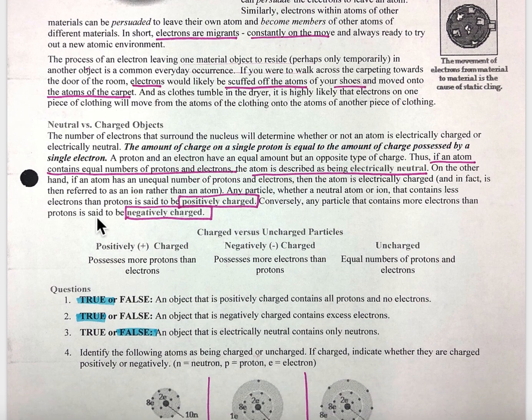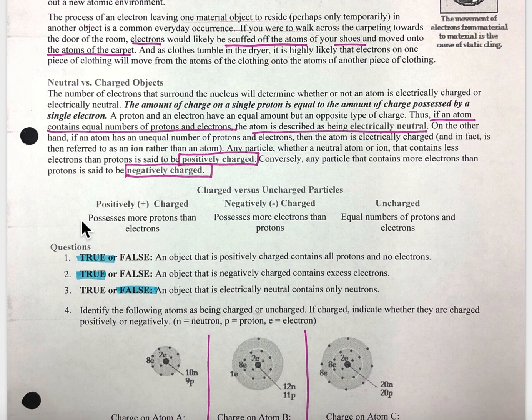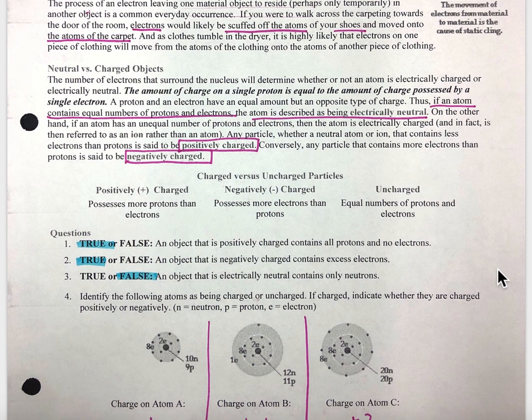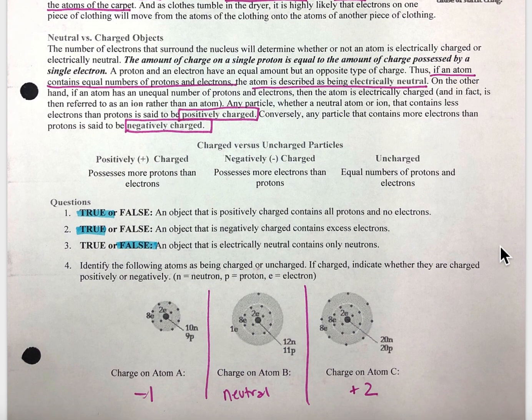So if we go down, here's how we define positively, negatively, or uncharged objects. If you are positively charged, that means that you possess more protons than electrons. If you are negatively charged, you possess more electrons than protons. And if you are uncharged, you have an equal number of protons and electrons. So it is true that a positively charged object can contain all protons and no electrons.